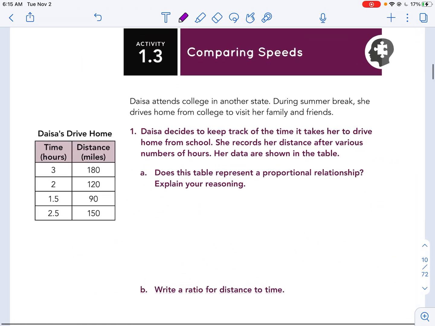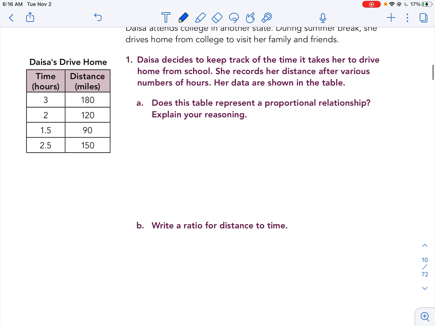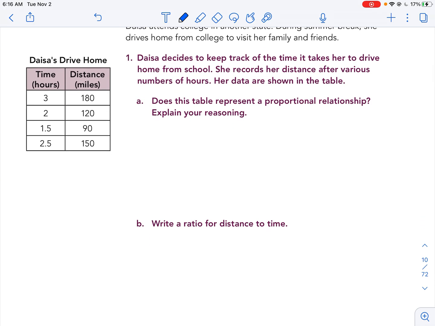Okay, comparing speeds. I'm going to go back to blue because that's my favorite color. Daisy attends college in another state. During summer break, she drives home from college to visit her family and friends. Daisy decides to keep track of the time that it takes her to drive home from school. She records the distance over here for various numbers of hours. Her data is shown in the table. Does this table represent proportional relationships?